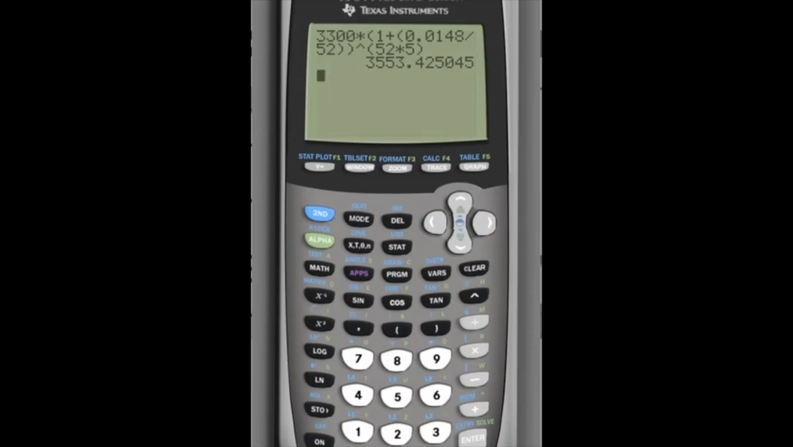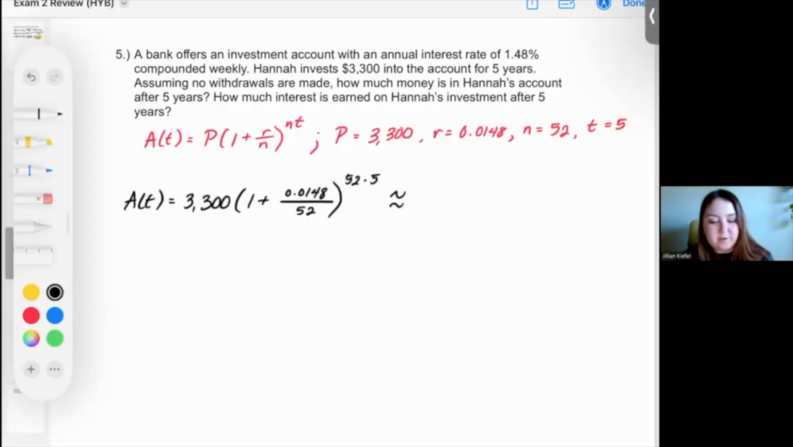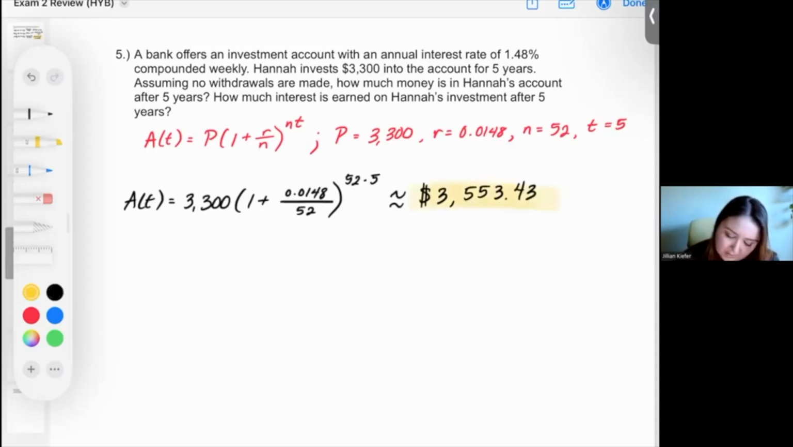But let's go ahead and put this into our notes to figure out how much interest was actually earned. All right, so the value that we got was $3,553.43. So that's how much money was in Hannah's account after 5 years. Now we want to find how much interest that was.